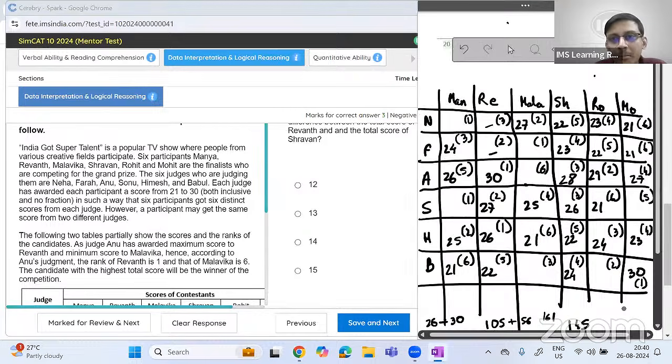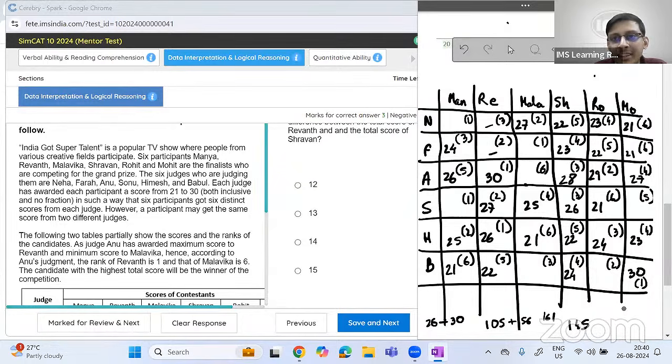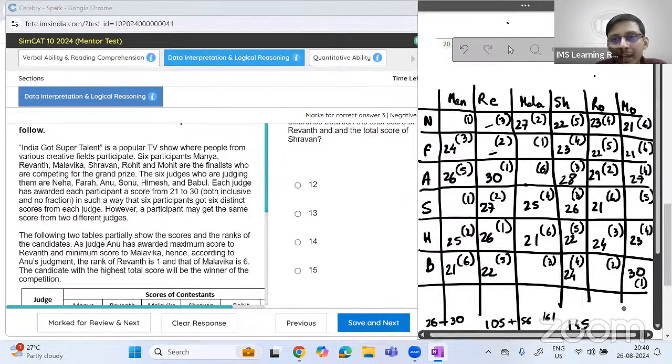Okay, I think I've made some mistake. Let me check. 27, then this will be maximum 26. This will be maximum 29. Sorry, 29. This was rank 2.